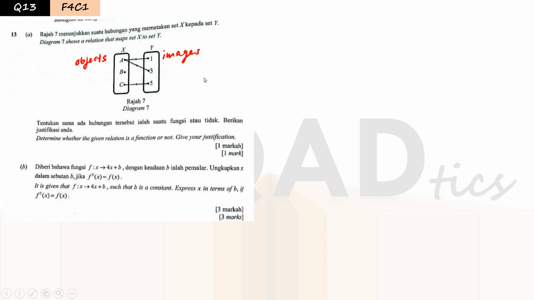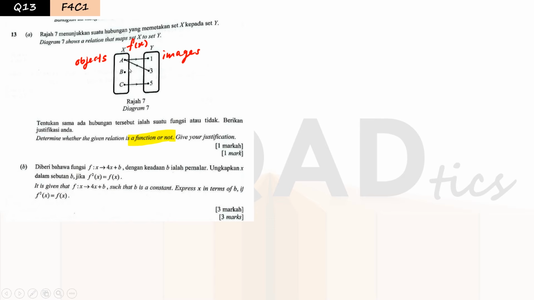This means that if these objects are put into the arrows here, the arrows usually represent the function f of x, so it will produce the images. So the objects A, B, C, put inside f of x, will produce the images 1, 3, 5. Now the question asks us whether this relation is a function or not, meaning whether this f of x is valid or not.